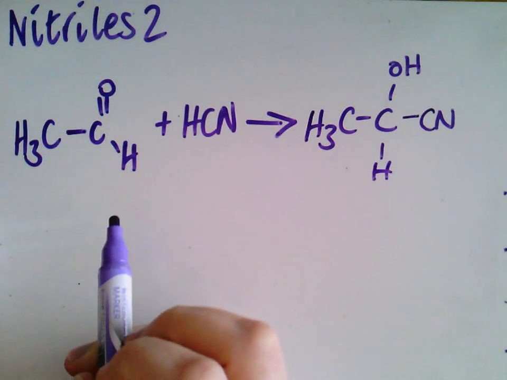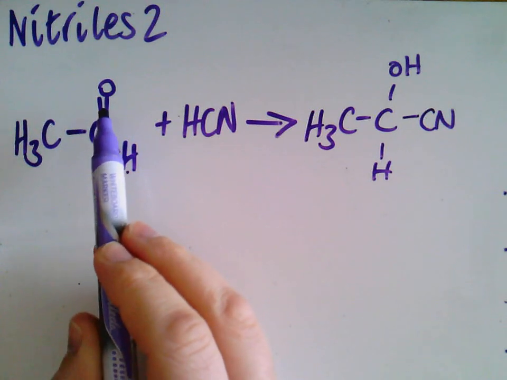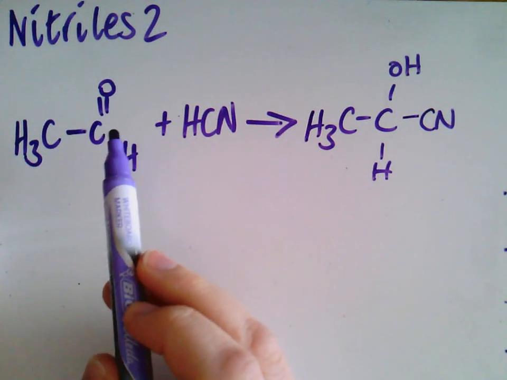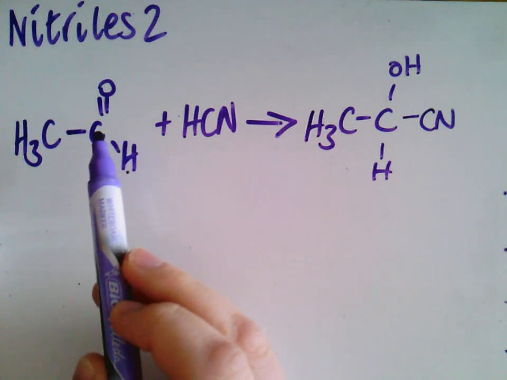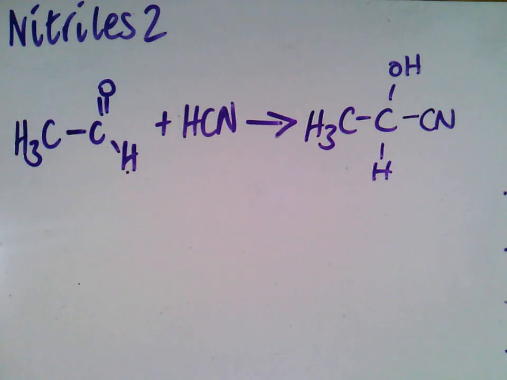We can do this with any carbonyl. What's our H here? Could be an R group, it could be a carboxylic acid with an OH group, but the essentials are this double bond here is going to break, we're going to have hydrogen added across, and we're going to have the nucleophilic addition of our cyanide group on here. So let's have a look at the mechanism of this reaction, and then I'm going to ask you to have a go at a couple.